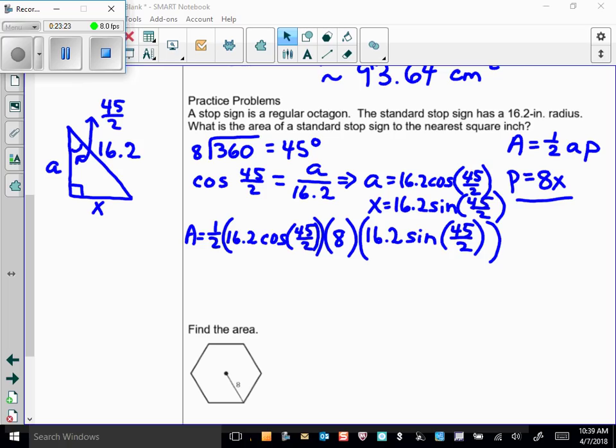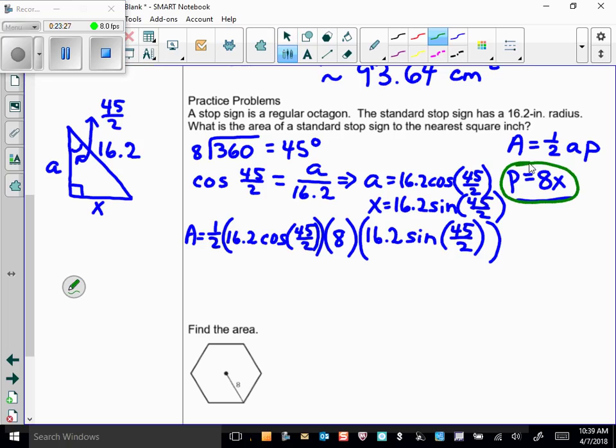Hey, guess what? I hope somebody already found it. I made an error right here. What is the perimeter actually going to be, my friends? Somebody who knew this. It's not going to be 8 times x. It's going to be 16 times x. How come? Because this little piece x right here, it's only half the length of one side of my octagon. So, oops, this should be 16. Whew, I'm glad I caught that. I would have been off by a factor of 2.